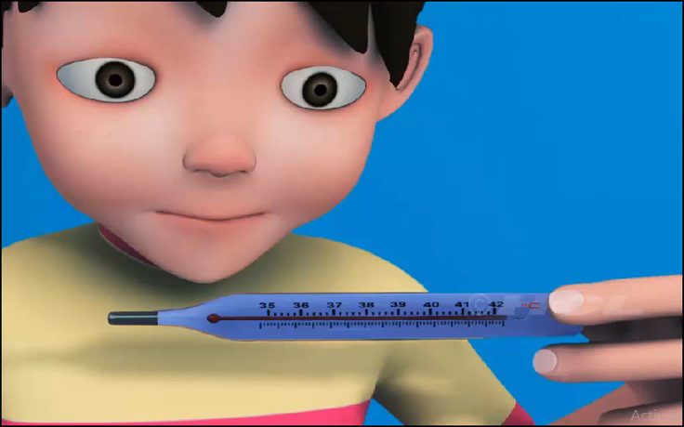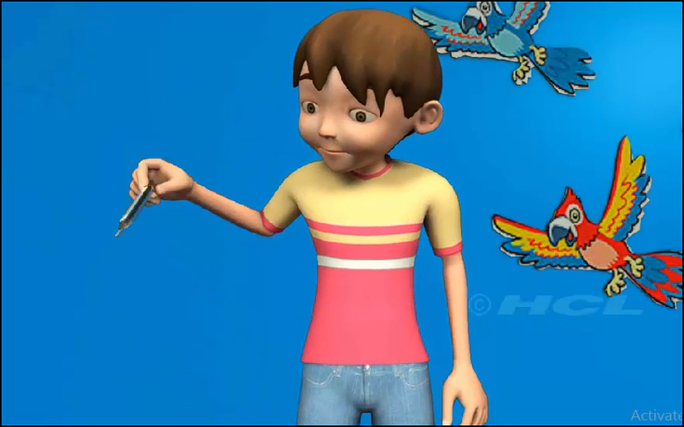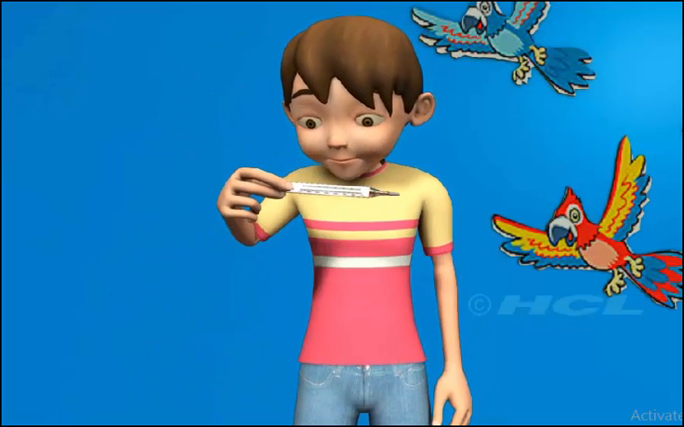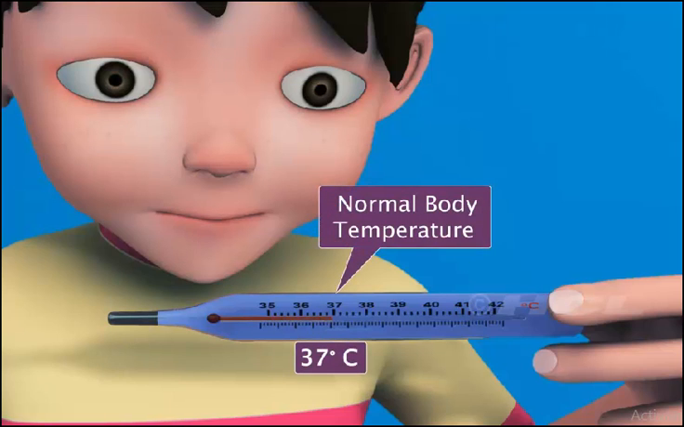We can also use the Celsius scale to measure our body temperature. We can do this using a clinical thermometer that shows a range from 35 degrees Celsius to 42 degrees Celsius. Before checking a person's temperature, we must always bring down the temperature on the thermometer below 35 degrees Celsius. Our normal body temperature is 37 degrees Celsius.